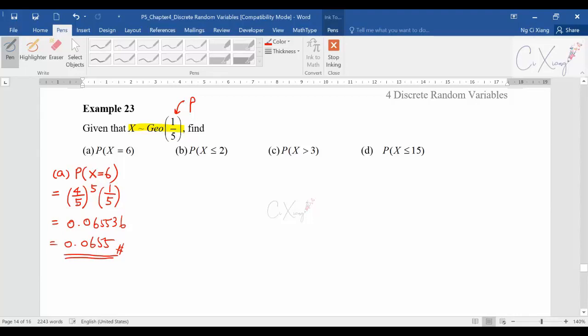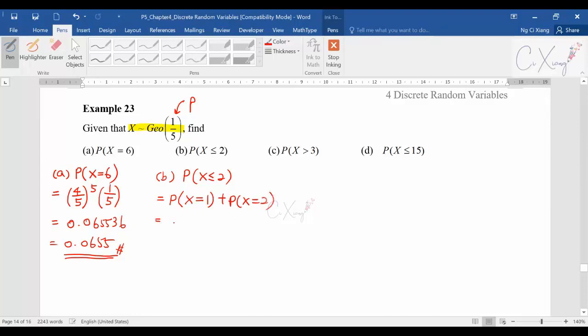I hope that you can get the answer here. It's a very simple example. Then let us have a look at part B. They want you to calculate the probability for x smaller than or equal to 2. Smaller than or equal to 2, what are the values that you need to include? Should I include 0 or not? No. For geometric distribution, there's no 0. So you should have x equals 1 and also x equals 2.